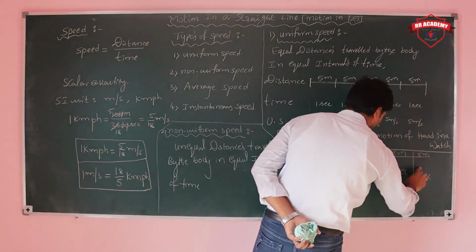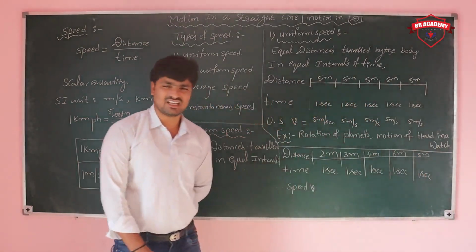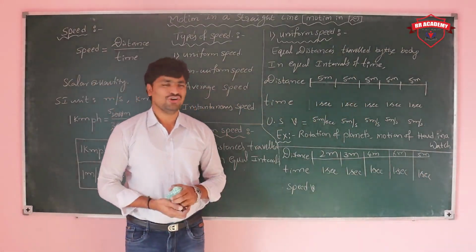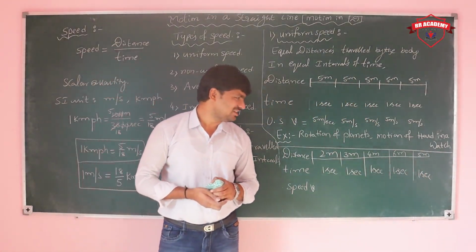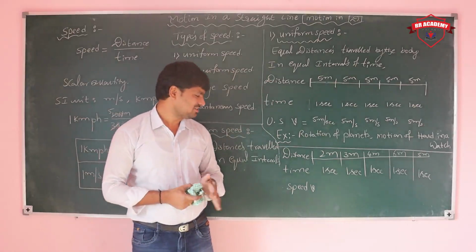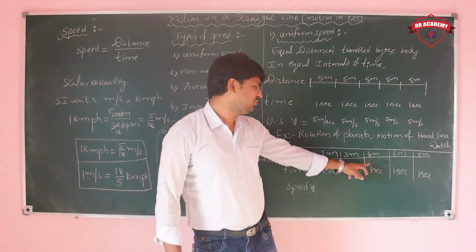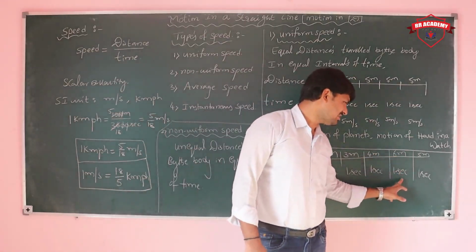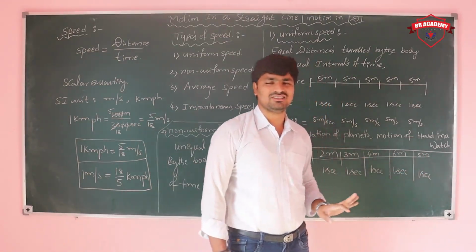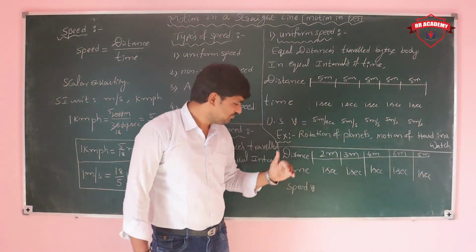So now you can observe, did he travel equal distances? No. 2 meters, 3 meters, 4 meters, 6 meters, 5 meters. First 2 meters in 1 second, next 3 meters in 1 second, next 4 meters in 1 second, next 6 meters in 1 second, next 5 meters again in 1 second.